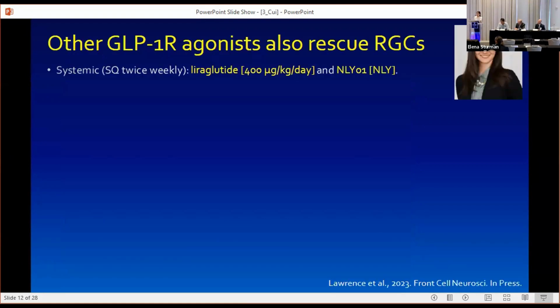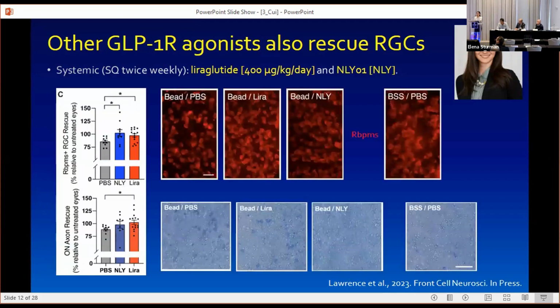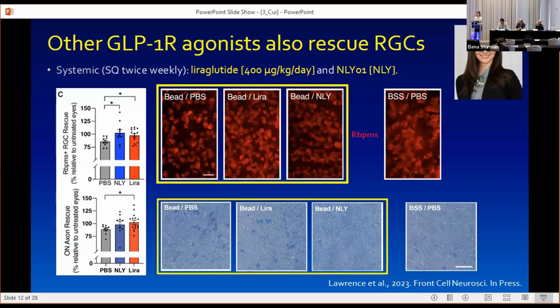Okay, so after this study, our question was, does this effect that we observe in NLY01, which is an experimental, not commercially available GLP-1 receptor agonist, also apply to GLP-1 receptor agonists that are FDA approved for treating diabetes and weight loss? So we decided to compare application of liraglutide with NLY01, and both were given sub-Q twice weekly. And what we found was that both liraglutide and NLY01 resulted in rescue of retinal ganglion cell somas and axons after about 42 days after microbead injections.